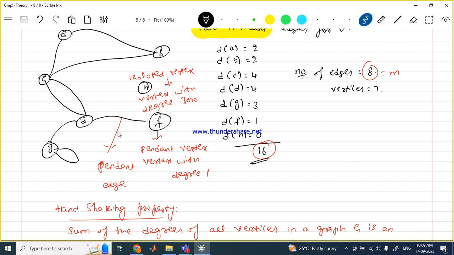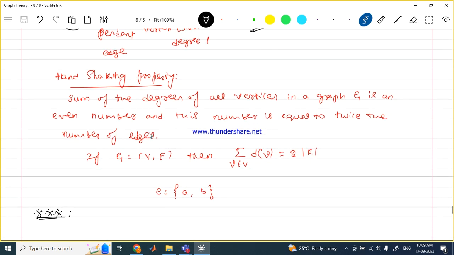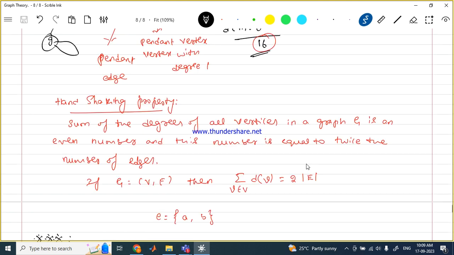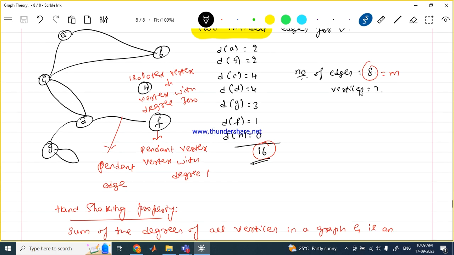Pendant edge means an edge which is incident on the pendant vertex. And what the handshaking property says is that the sum of the degrees of all the vertices is always equal to 2 times the number of edges. You can just expect this question in the exam, where they can ask you to verify this handshaking property.